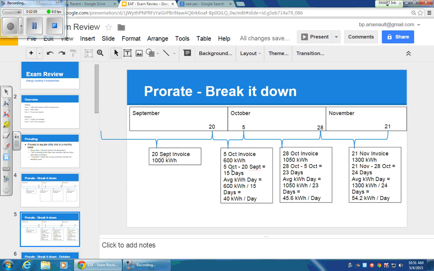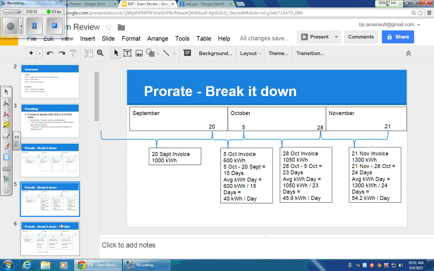But for this one here, we have 5 October minus 20 September, that's 15 days. So the average kilowatt is the 600 kilowatt hours divided by 15 days. We get 40 kilowatt hours per day. And we repeat that for each of those invoices.